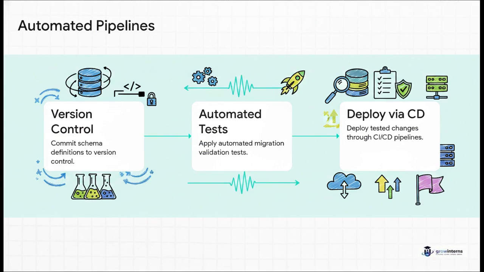First step, you version control your schema definitions right alongside your app code. Second, the pipeline automatically kicks in and applies migration validation tests in an isolated, ephemeral database. And third, only after those tests pass does it actually deploy changes through the CI/CD pipeline. So you commit, the pipeline tests, and then it deploys. It takes a theoretical best practice and turns it into a very real, tangible safety net that catches errors way before they ever see the light of production.